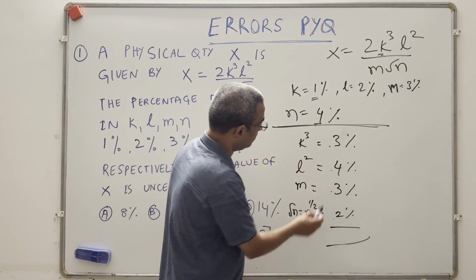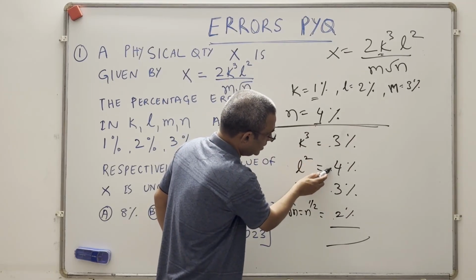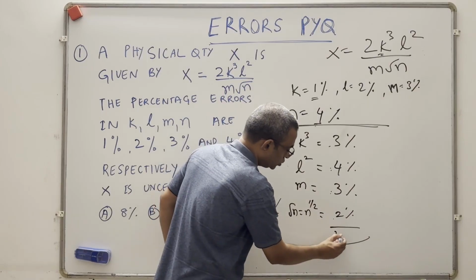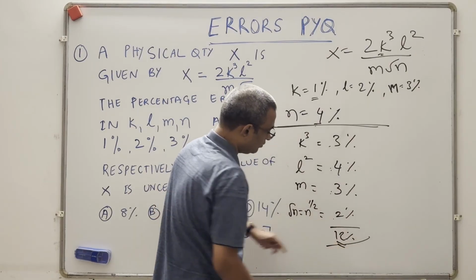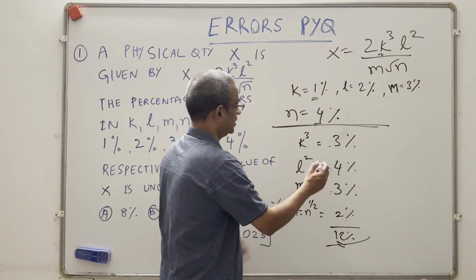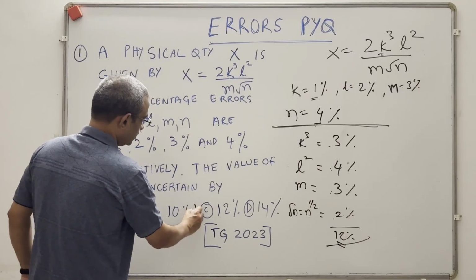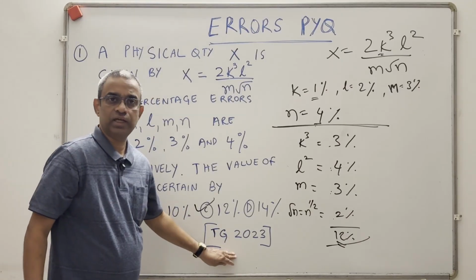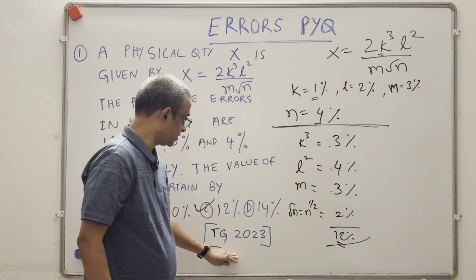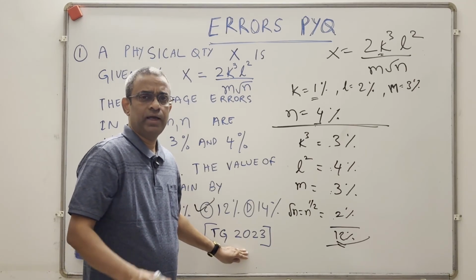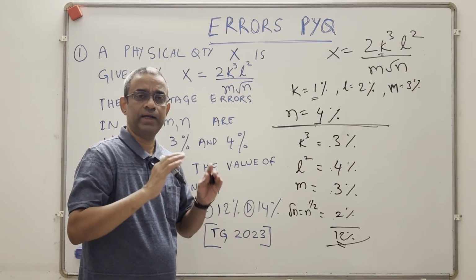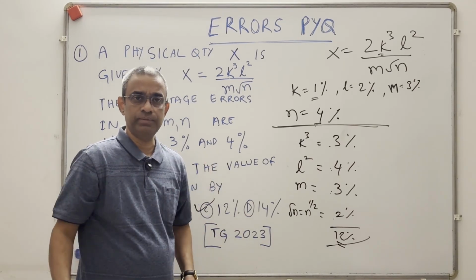So these get added up. So 3 plus 4, 7. 7 plus 3, 10. 10 plus 2, 12. So the final percentage of error in x is 12%. So this is the answer. This was asked in Telangana 2023 EAMCET exam, and similar ones get asked in NEET or JEE Mains too.